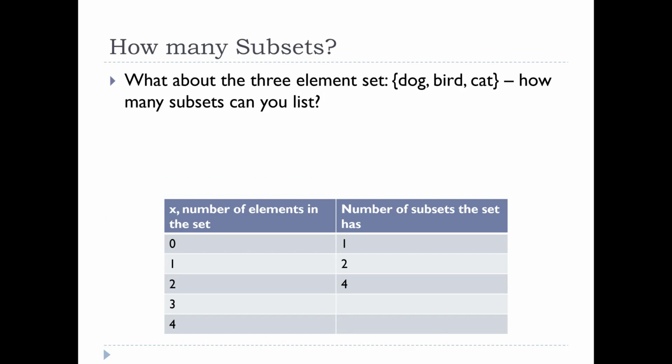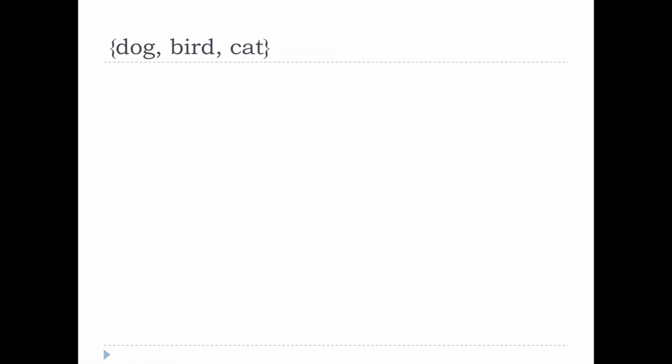All right, let's try out dog, bird, cat. That's a 3 element set, and we'll see how many subsets we can list, and that's going to give us the idea of what the pattern is. So before we go on, see if you can list them yourself. Think of all the 0 element subsets this has, all the 1 element subsets this has, all the 2 element subsets you can think of that this has, and then all the 3 element subsets you can think of that this has. Pause the video and see if you've got it.